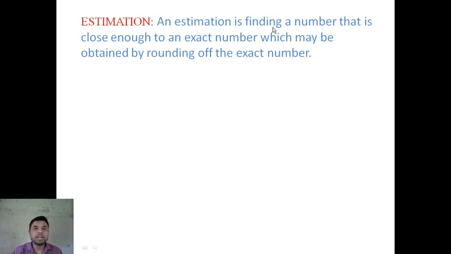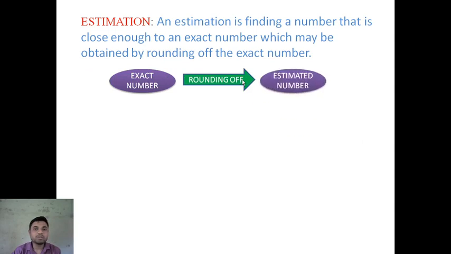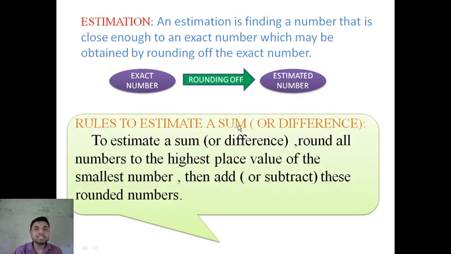An estimation is finding a number that is close enough to an exact number, which may be obtained by rounding the exact number. So if an exact number is given, after rounding it, we will get a number which is called the estimated number. Is it clear, my dear students? We just round an exact or actual number, and we get an estimated number. Is it clear? Okay, so first, the rules to estimate a sum or difference.